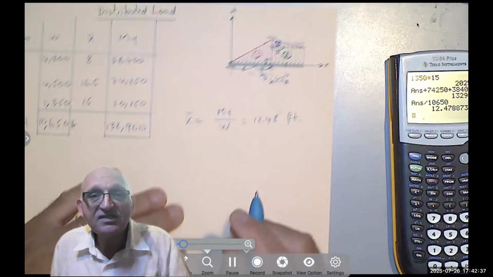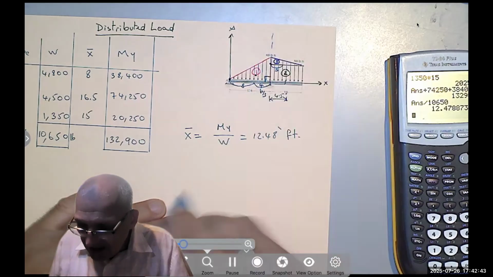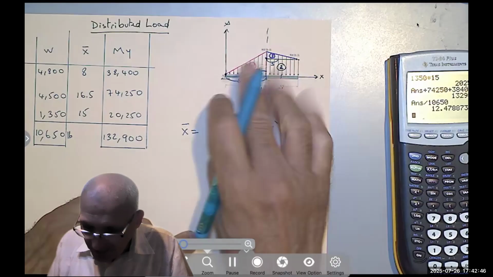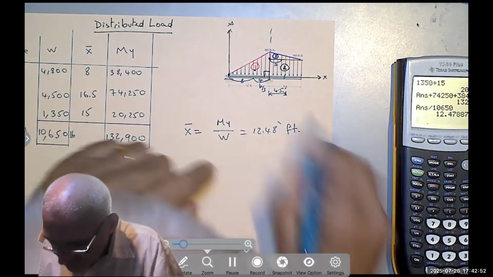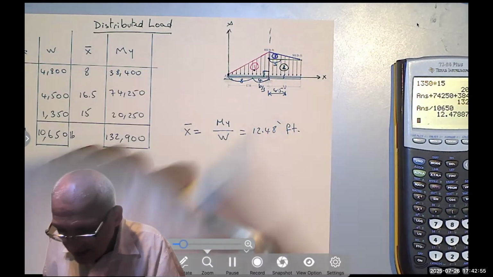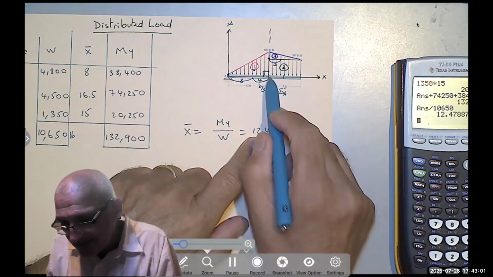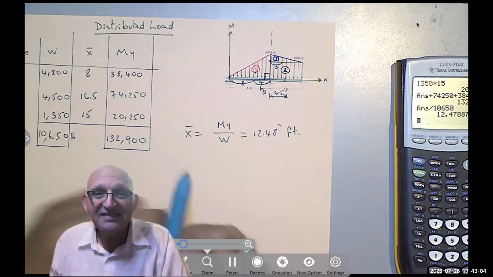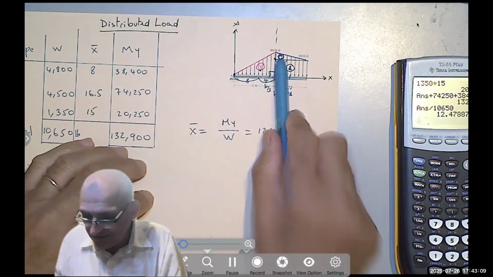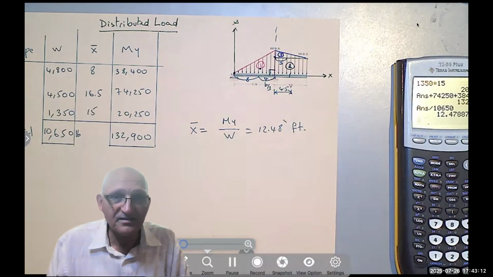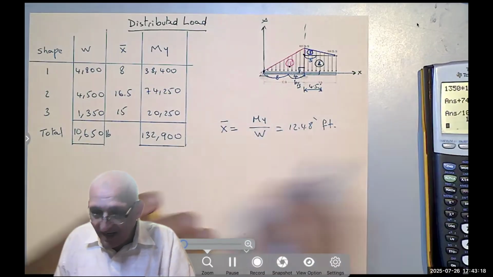You always ask yourself, does it make sense? 12 is here. If this part and this part were exactly the same shape, meaning if that was 12 and you got a triangle, I would get x bar at exactly 12. It seems like this, even though it's shorter, is heavier than the left-hand side. So in order to get the centroid, you move slightly to the right. In fact, we moved less than half a foot to the right. But that's basically how easy it is.